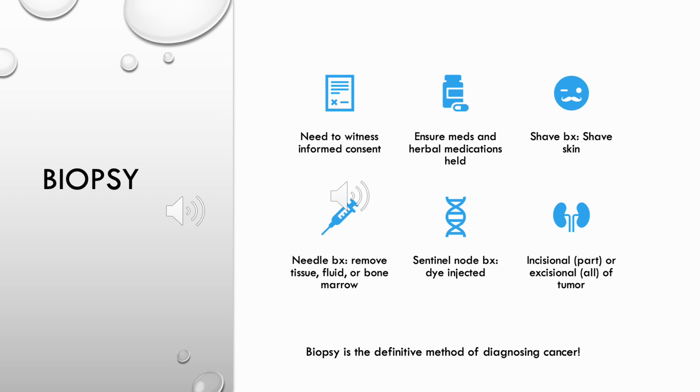A sentinel node biopsy is typically done after like a breast mastectomy. And dye is injected so the surgeon can see where the sentinel nodes are and determine how far the cancer has spread. And then an incisional biopsy is where part of a tumor or growth has been removed. And excisional means all of the tumor or growth has been removed. An example of an excisional would be a punch biopsy where they excise like a mole. Okay.